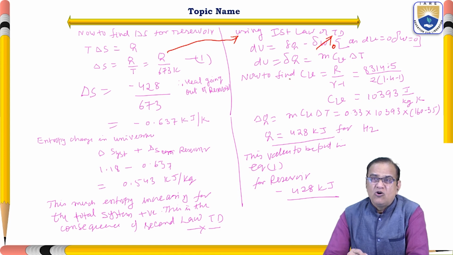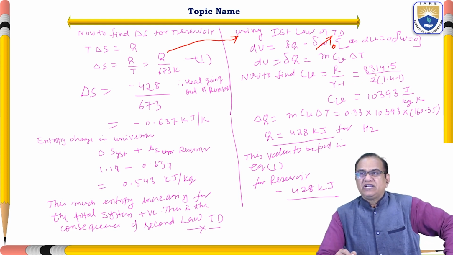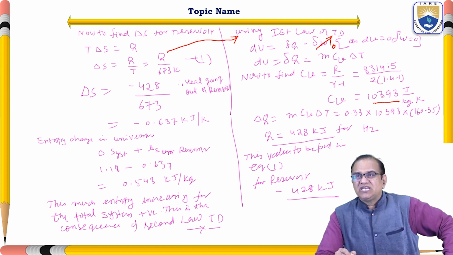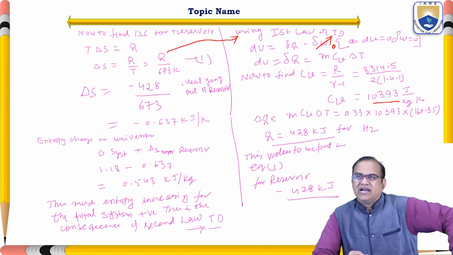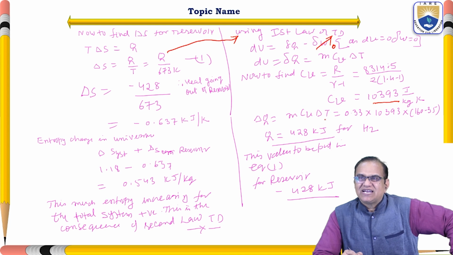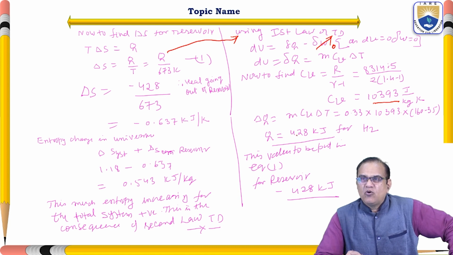Now, how to find out CV? CV is equal to R by gamma minus 1. R is equal to 8314.5 divided by 2, and with gamma 1.4, you will get CV as 10393 joule per kg Kelvin. Now delta Q is equal to m CV delta T. M is equal to 0.33, CV is 10393, and delta T is 160 minus 35. So Q, you will get 428 kilojoule for hydrogen.